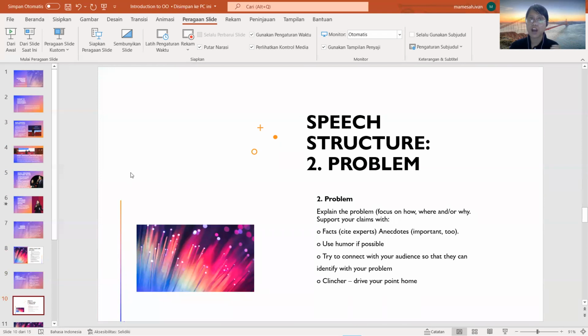Second, the problem. So after you already gave the background as to what you actually wanted to talk about, then we can go to the main problem, right? So in the problem part, explain the problem, of course, obviously. Focus on how, where, and or why, and then support your claims with, number one, facts, cite experts, anecdotes. It can be very important to use humor if possible. Try to connect with your audience so that they can identify with your problem, and clincher.